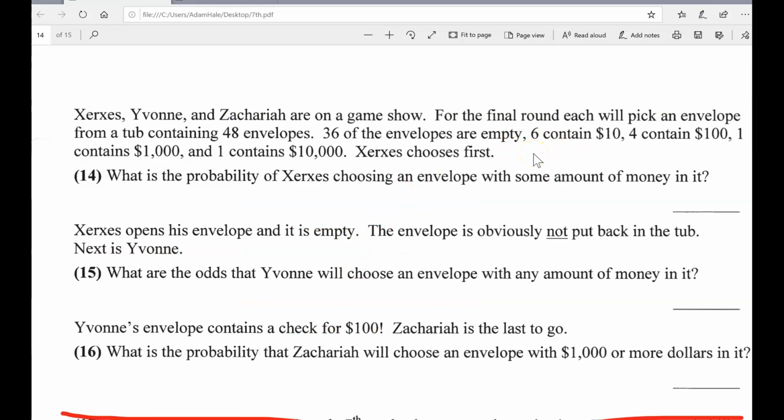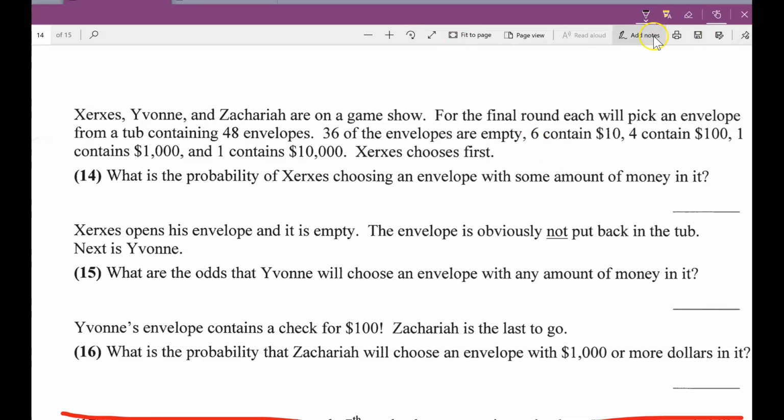Today we're going to talk about a very specific situation where we have a game show. And in this game show, there is a tub full of envelopes, 48 envelopes specifically. There are 3 players on the game show, Xerxes, Yvonne, and Zachariah. And it's the final round of the game show, so they're each going to pull one envelope out of the tub. 36 of the 48 envelopes are empty. 6 have a $10 bill in them. 4 have a $100 bill in them. 1 of them has a check for $1,000, and 1 of them has a check for $10,000.